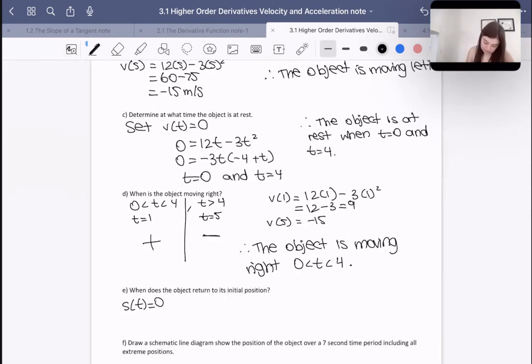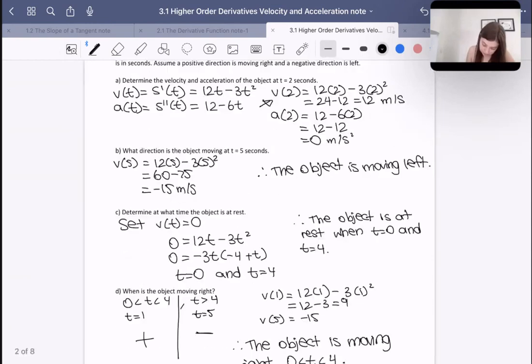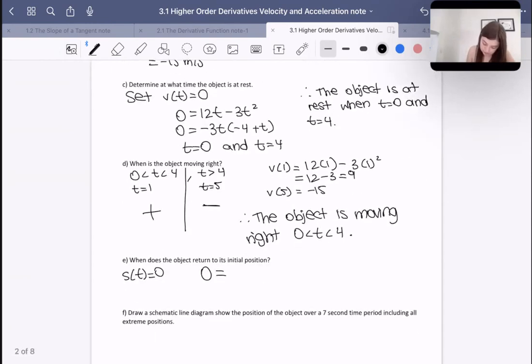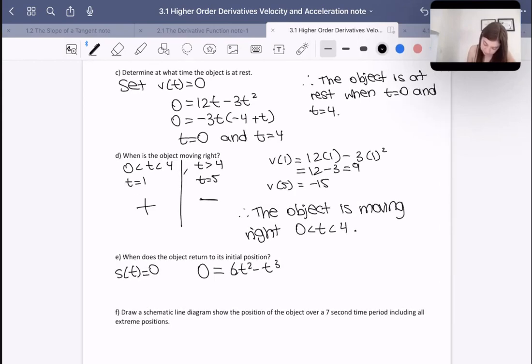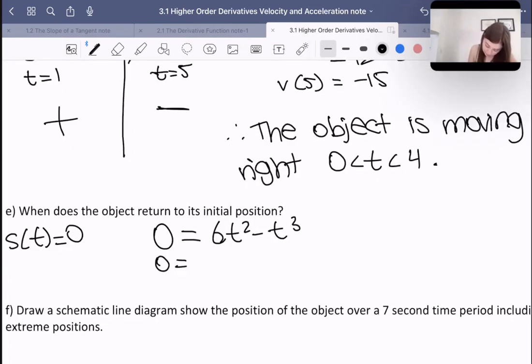So let's set 0 equal to s of t, which is 6t squared minus t cubed, and we're going to factor this and say 0 is equal to t squared times 6 minus t, which means that t is equal to 0, which we knew, right? We knew that when t is 0, we'll be at our initial position of 0. And also, t is equal to 6. So that's the answer, right?